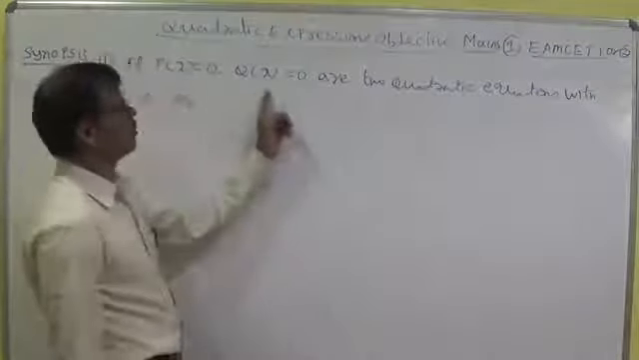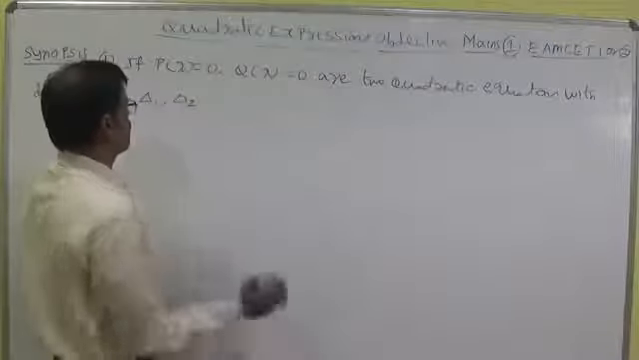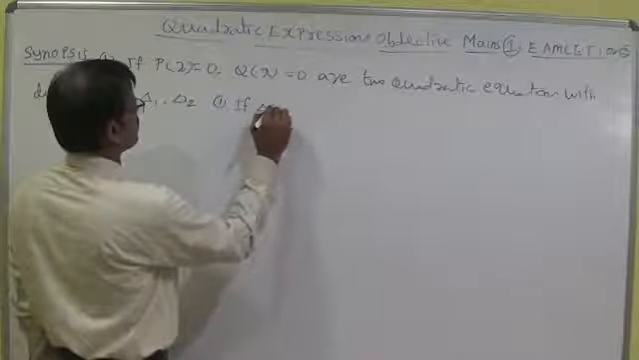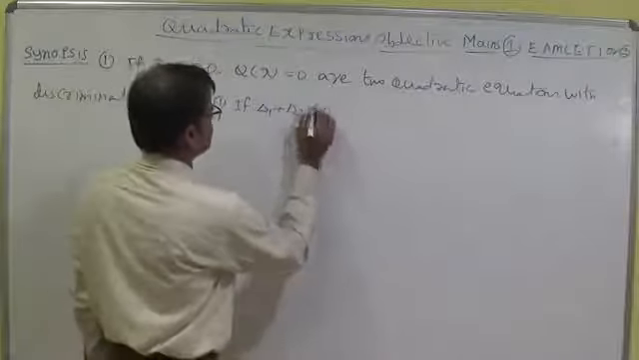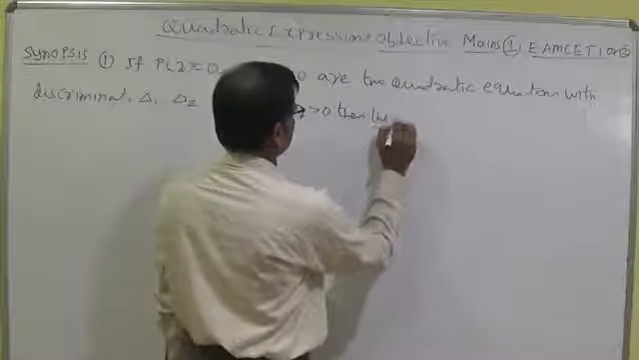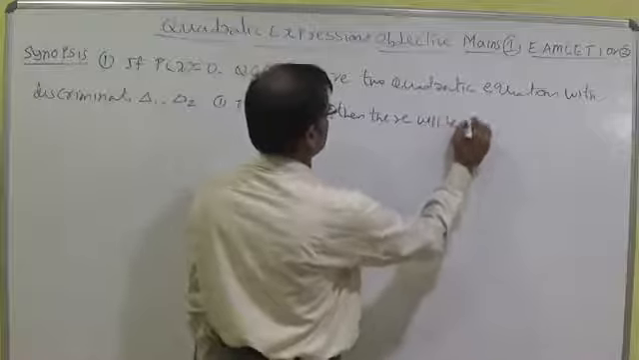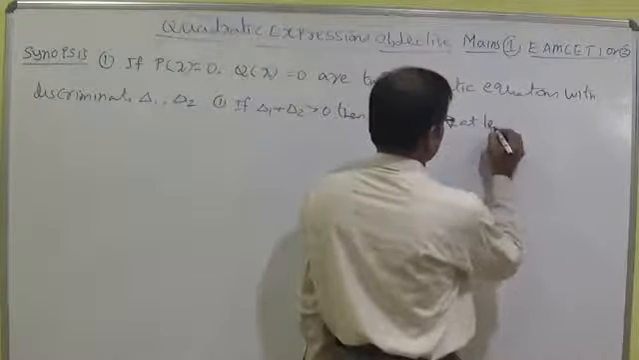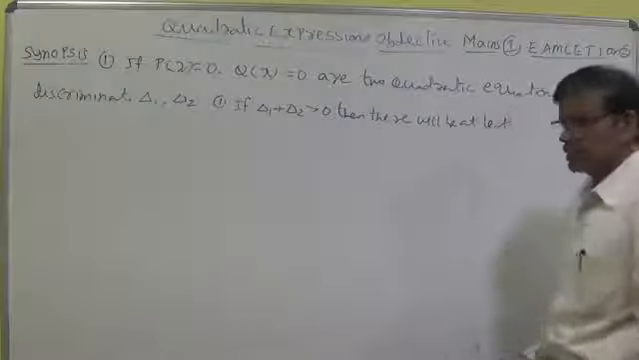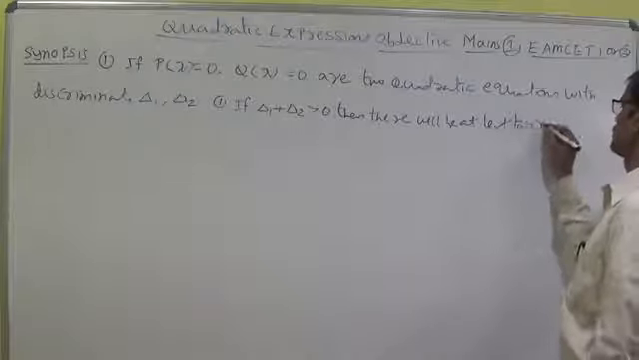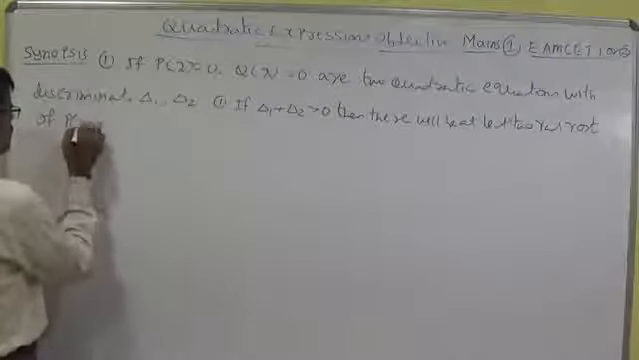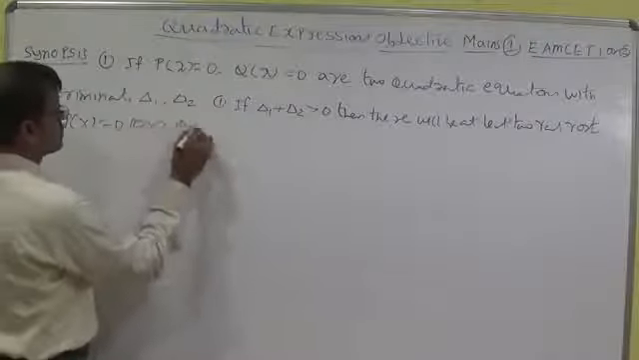If P of x equal to 0 and Q of x equal to 0 are two quadratic equations with discriminants delta 1 and delta 2, then in this first point, if delta 1 plus delta 2 is greater than 0, then there will be at least two real roots of the quadratic equations P of x equal to 0 or Q of x equal to 0.